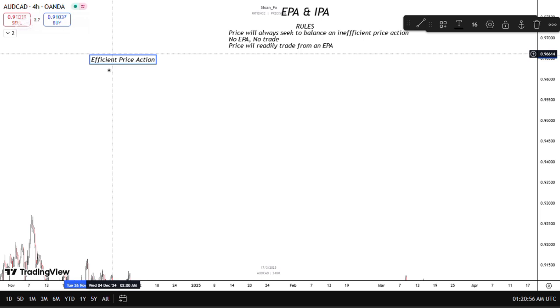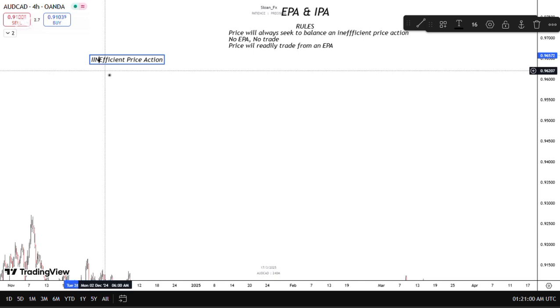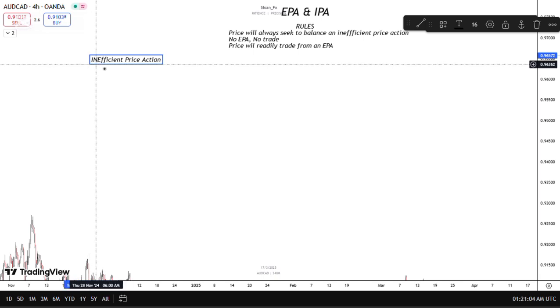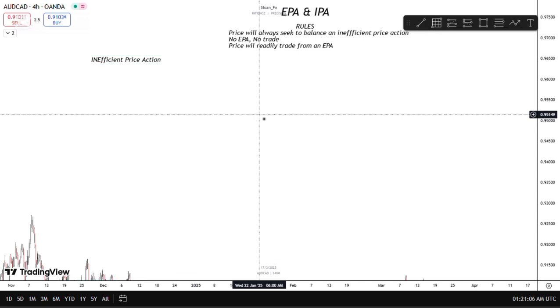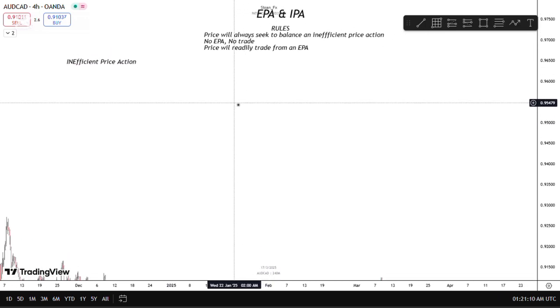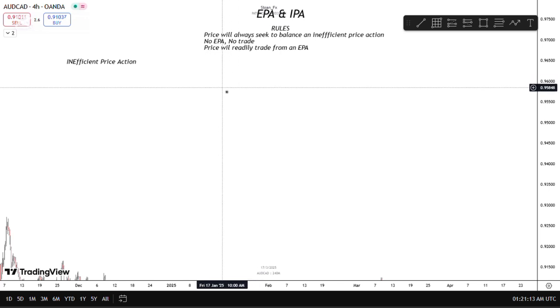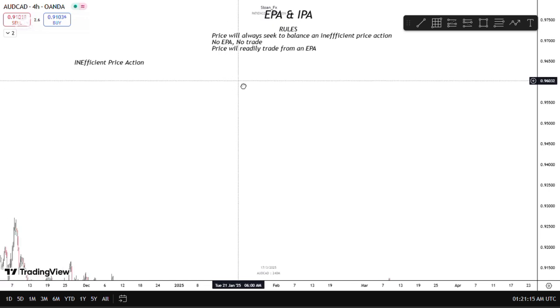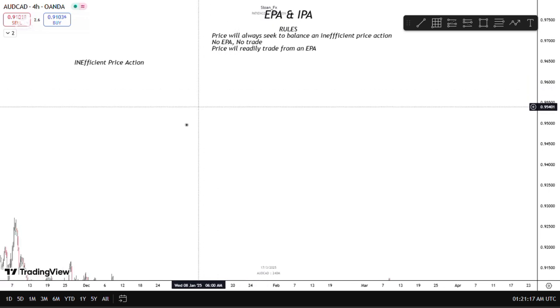Now this inefficient price action also follows the rule of when the price always seeks to balance inefficient price action, and then when there is no efficient price action there is no trade, and then the third is price readily trade from an efficient price action.